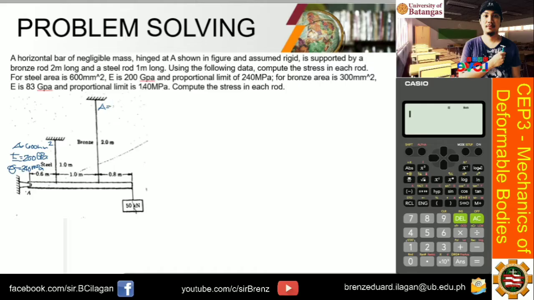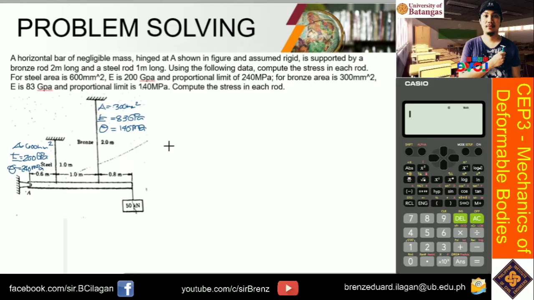Okay, so for the bronze, the area of the bronze rod is equals to 300 mm squared, where E is equivalent to 83 gigapascal. And the proportional limit is 140 megapascal. So find or compute the stress in each rod.